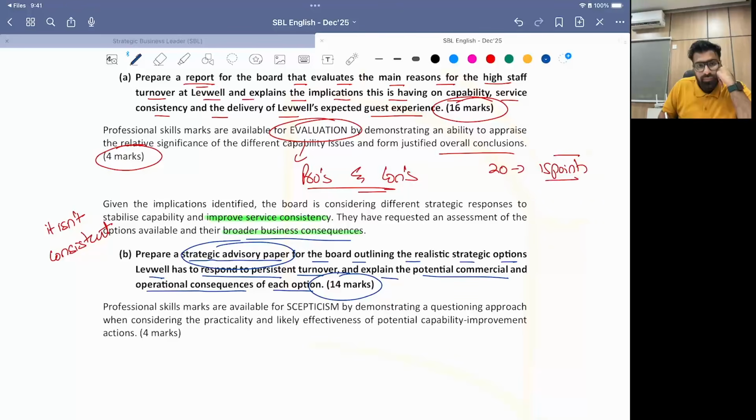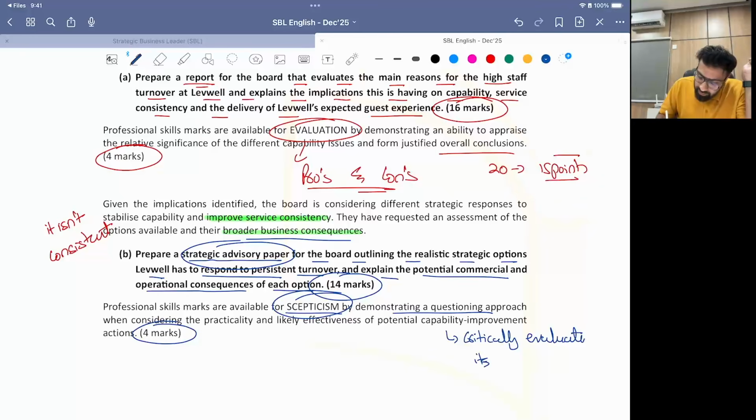14 marks. So professional marks are available for skepticism, for demonstrating a questioning approach, and 4 marks are going to be for skepticism. Basically, you are going to critically evaluate its services, right? And you are going to suggest how to improve, right?